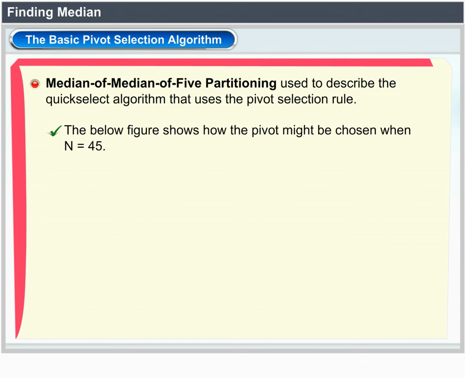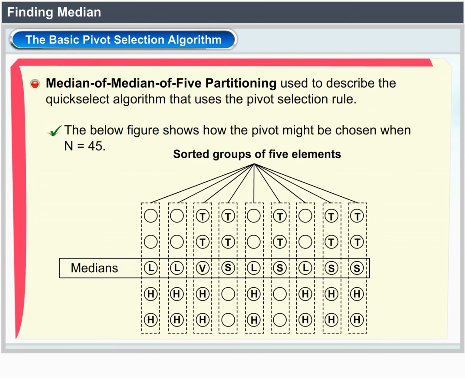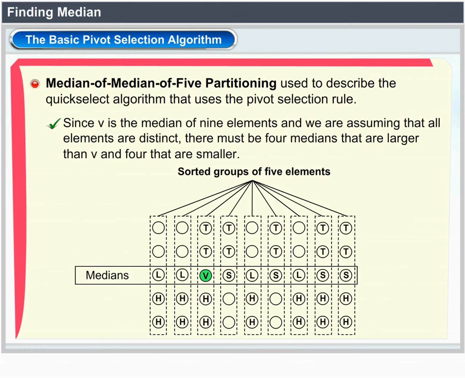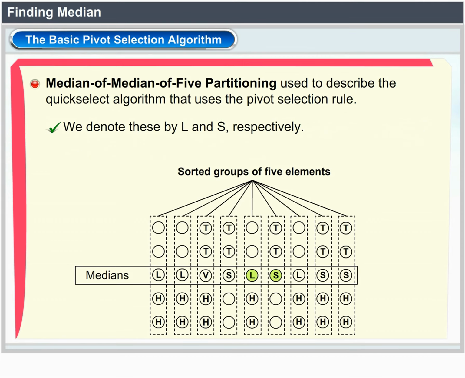This figure shows how the pivot might be chosen when n equals 45. From this figure, v represents the element which is selected by the algorithm as pivot. Since v is the median of 9 elements and we are assuming that all elements are distinct, there must be 4 medians that are larger than v and 4 that are smaller. We denote these by L and S respectively.